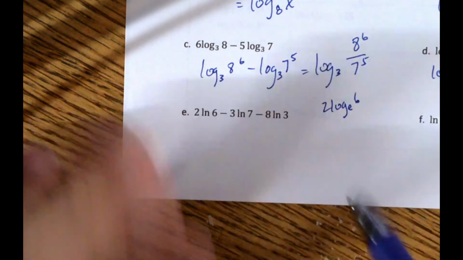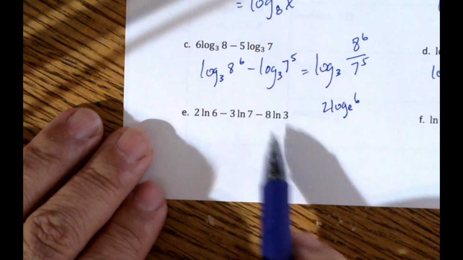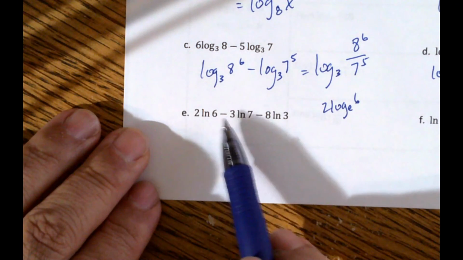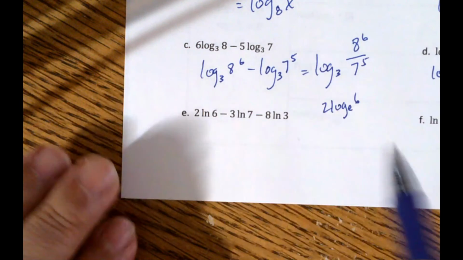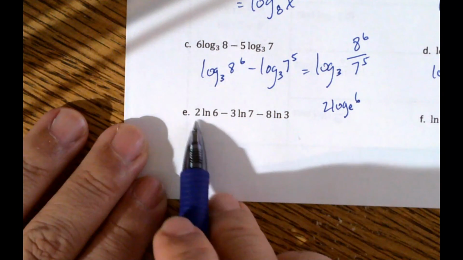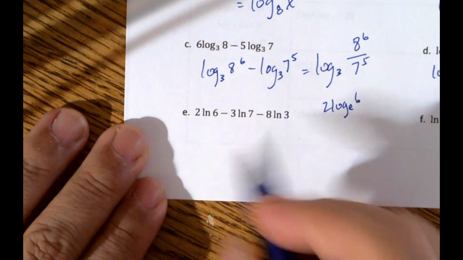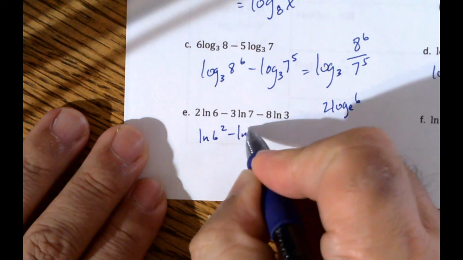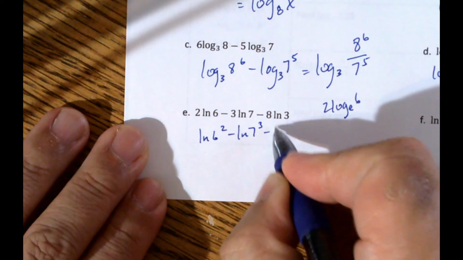I'm going to say log. I'm going to say 2 log 6, 3 log 7, 8 log 3. But it's 2 times the natural log of 6 minus 3 times the natural log of 7. Okay, so use the same properties. So 2 becomes an exponent. So it's natural log of 6 squared minus natural log of 7 to the 3rd minus natural log of 3 to the 8th.